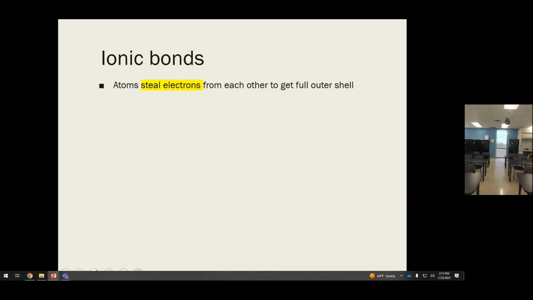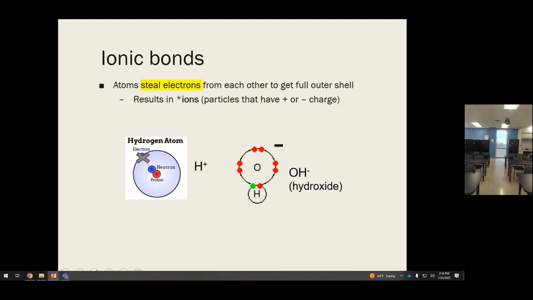Let's talk about ionic bonds first. This is where atoms become ions throughout the bonding process. Remember, ions are atoms with uneven numbers of protons and electrons. That is, they have an overall positive or negative charge. This happens when atoms steal electrons from each other to get a full outer shell, meaning to get to that lowest energy state. This does result in ions.